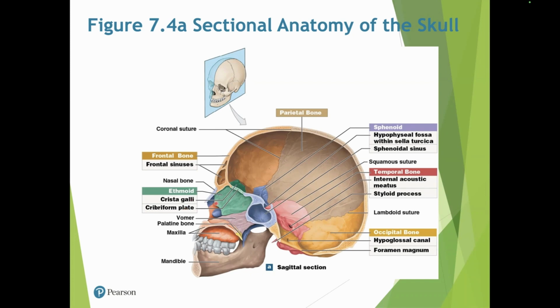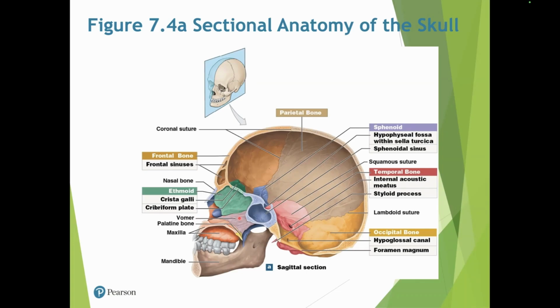So the cribriform plate is just that, a plate. The crista galli are going to be all of the holes, okay? All of the foramina. So it's going to hold all of the holes. And the holes are called olfactory foramina. That's not on this picture, but you will see it on later pictures.